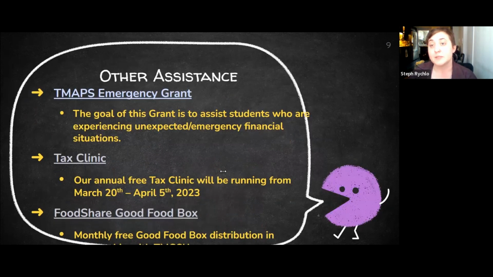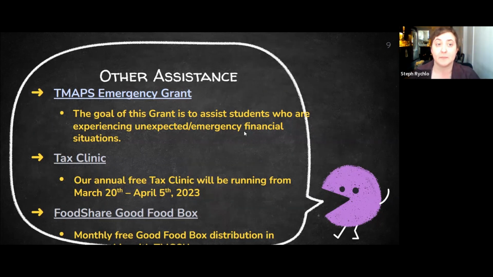There are a few other forms of assistance that Tmaps offers. The first being the Tmaps Emergency Grant. The goal of this grant is to assist students who are experiencing unexpected or emergency financial situations. These are evaluated on compassionate grounds. Grants can be approved for up to a maximum of $500 once per academic year.